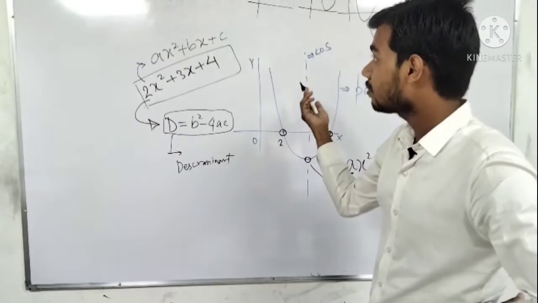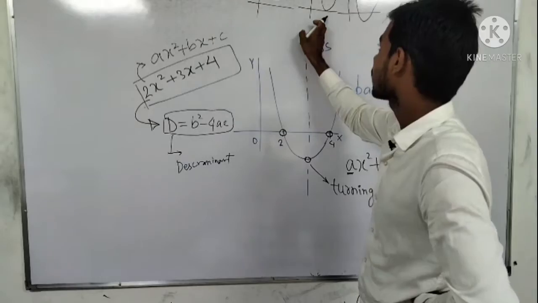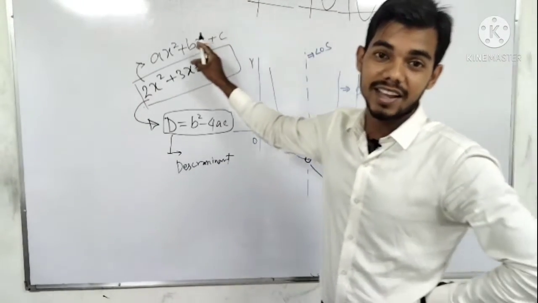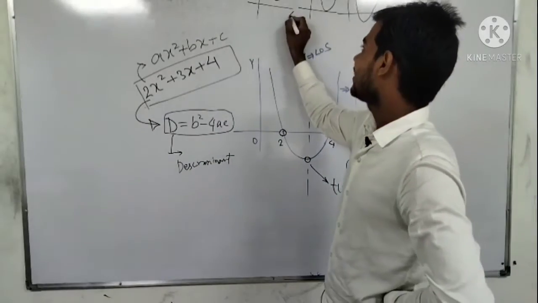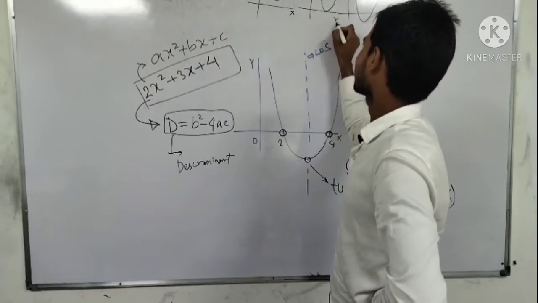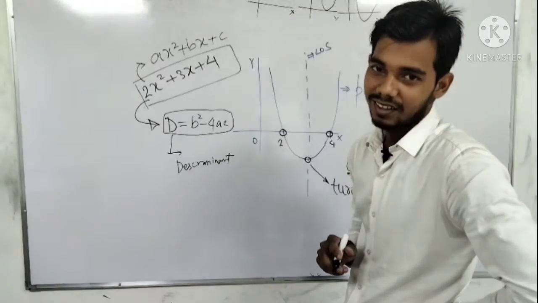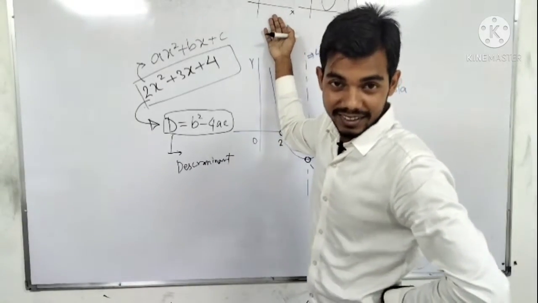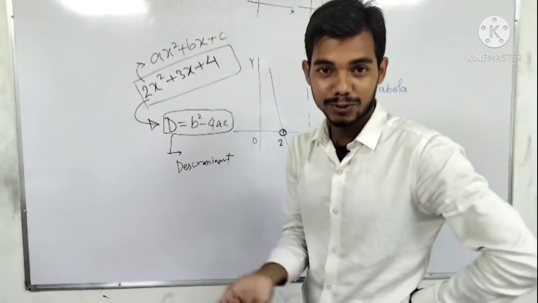That means whether the graph will touch the x-axis, cut the x-axis at 2 points, or not cut the x-axis at all. Now this is the x-axis, this is the y-axis, this is the x-axis, y-axis, and this is the x-axis, y-axis. This condition occurs only when D is negative. D is negative. I have talked to you about this in the previous class.